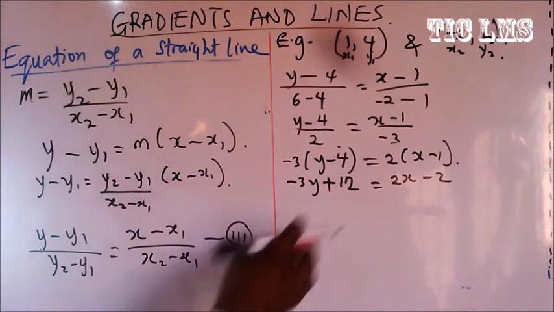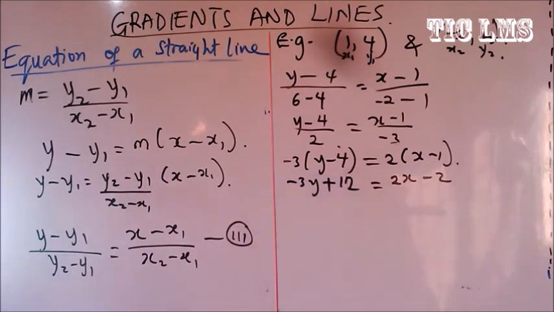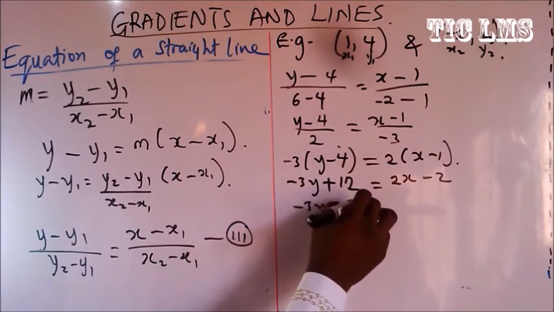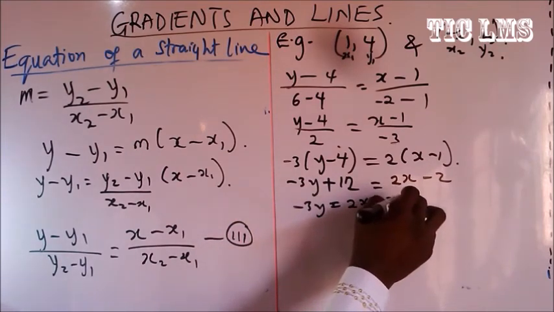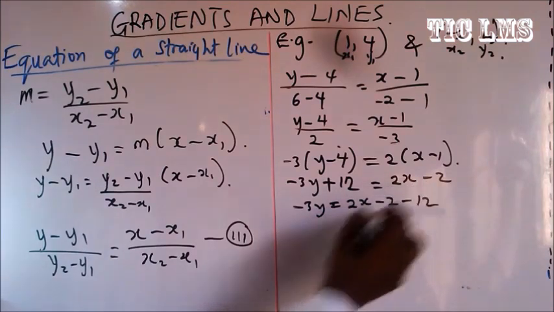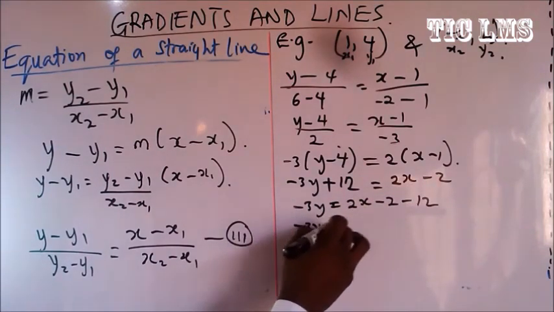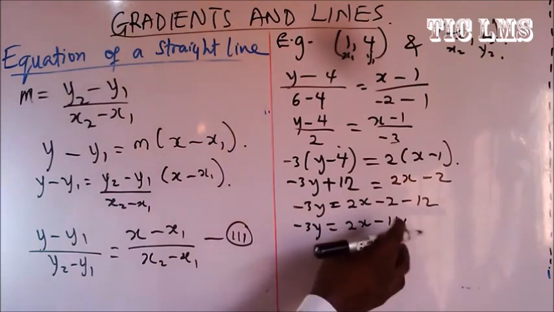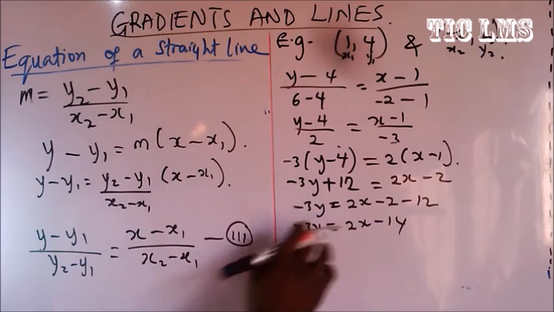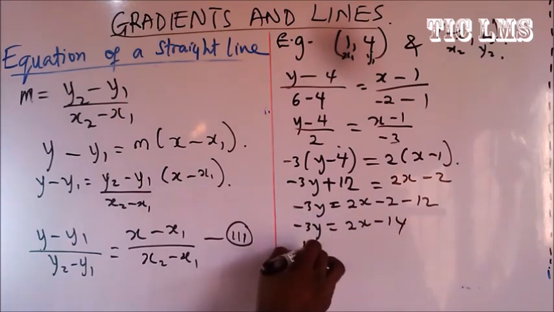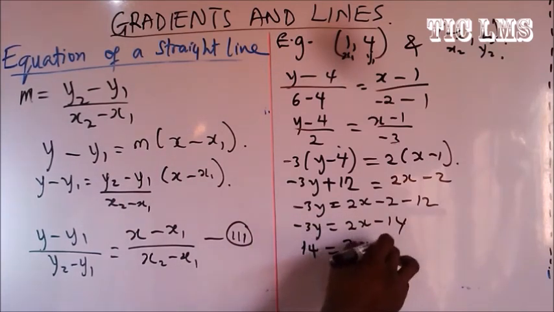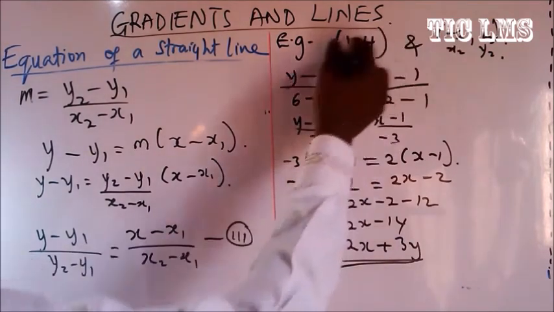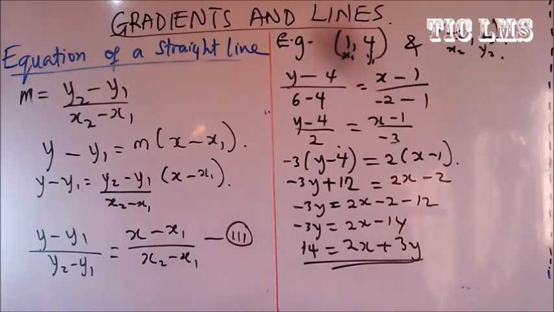So we collect the like terms, that is, the ones that do not have any variable attached to them. So we have minus 3y equal to 2x minus 2 minus 12. So we have minus 3y equal to 2x minus 14. What we could do is bring this minus 14 over so that we eliminate all the minus signs here. We have 14 equal to 2x plus 3y. So here is the equation of these points, which lie on a straight line.